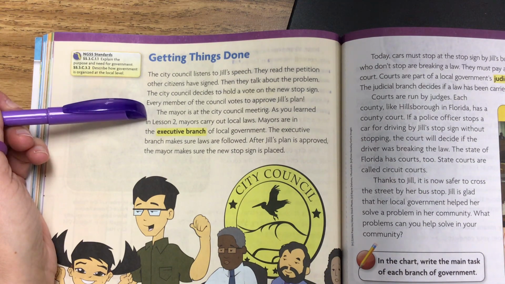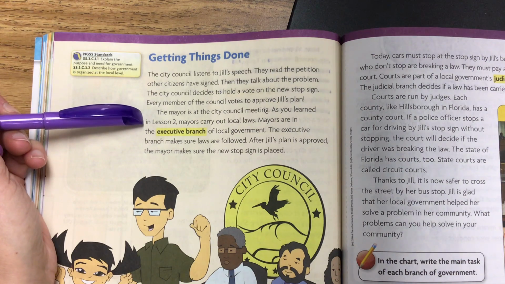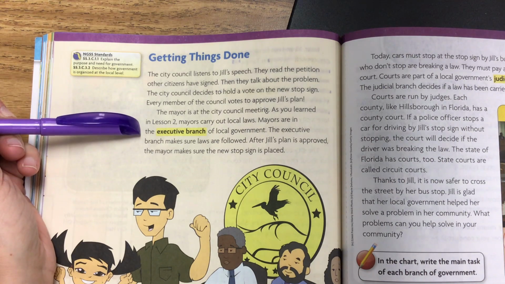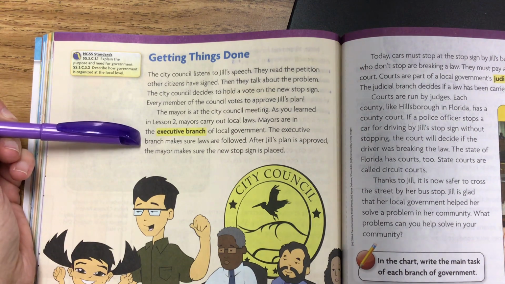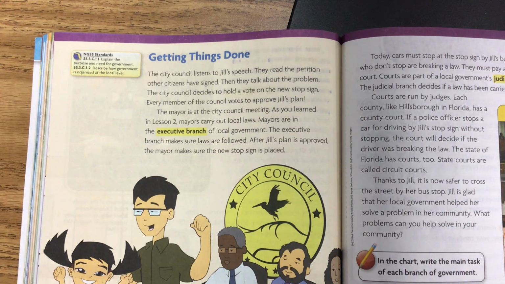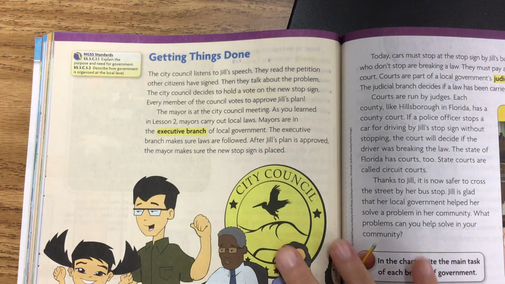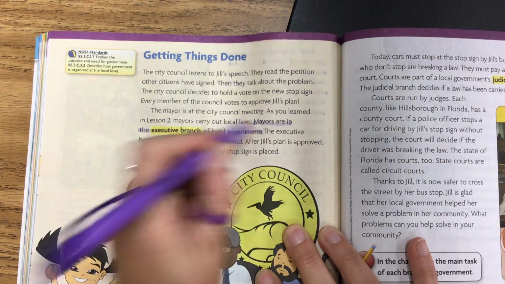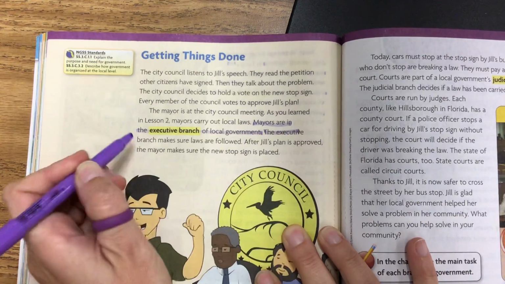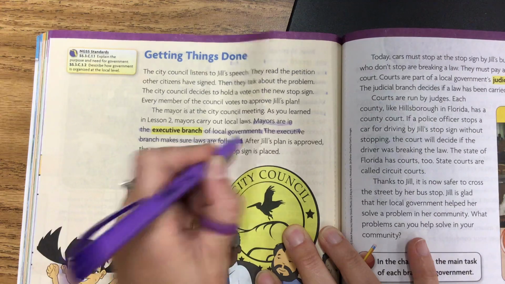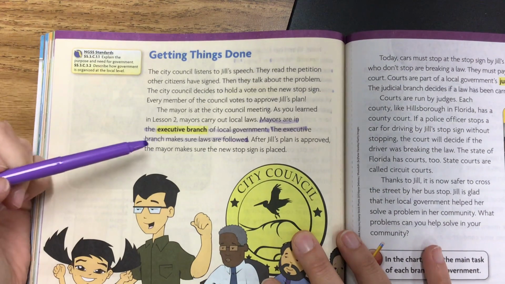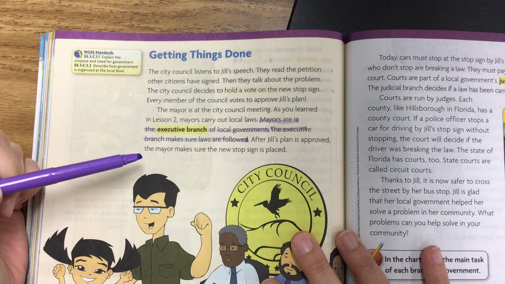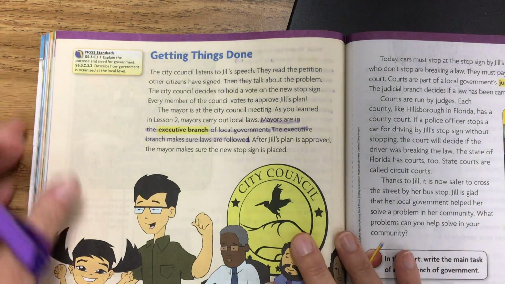The mayor is at the city council meeting. As you learned in lesson 2, mayors carry out local laws. Mayors are in the executive branch of local government. The executive branch makes sure laws are followed. Okay, so let's highlight some of that important information. Mayors are in the executive branch of the local government, and the executive branch makes sure laws are followed. After Jill's plan is approved, the mayor makes sure the new stop sign is placed.